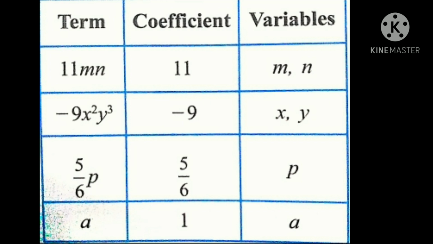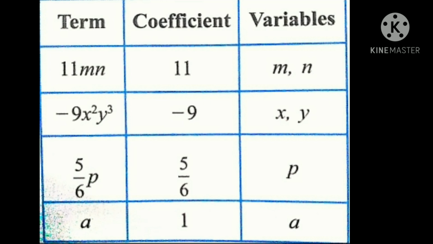So let us see a few more examples of term, coefficient and variables. See, 11mn is the term, so it has only one term. What is the coefficient in this? The number 11, and the variable is mn.